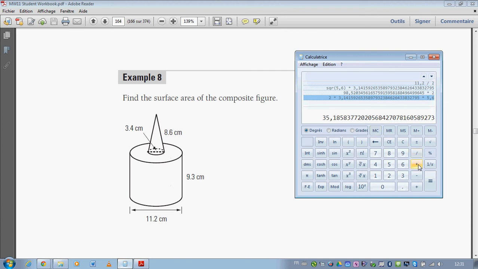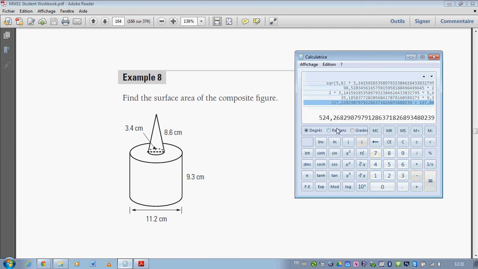You multiply that by the height of the rectangle, 9.3, to figure out the lateral area of this cylinder. So times 9.3. Here is the lateral area of the cylinder. Now I'm going to add it to the area of both these circles, which we had figured out before was 197.04.